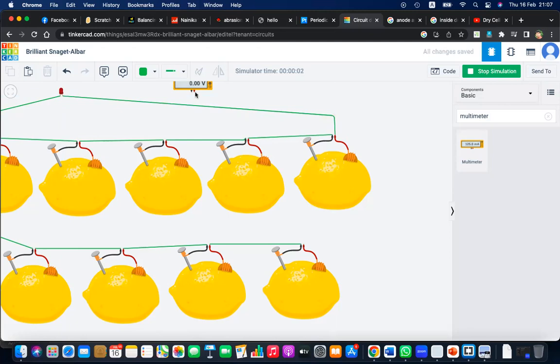It's muddy. Still not enough. Because this is a very weak battery, right? Very weak battery. But you can light up other bulbs, but not this.